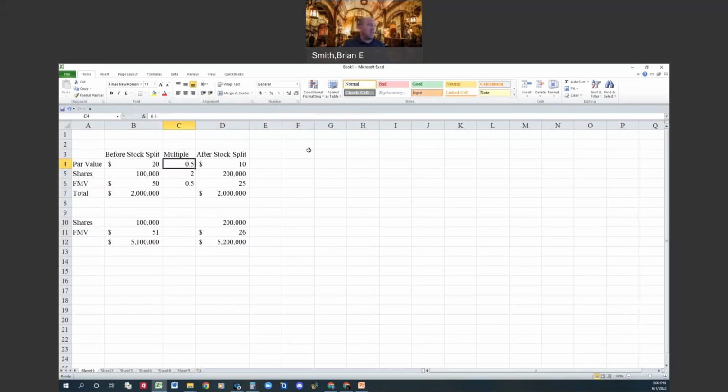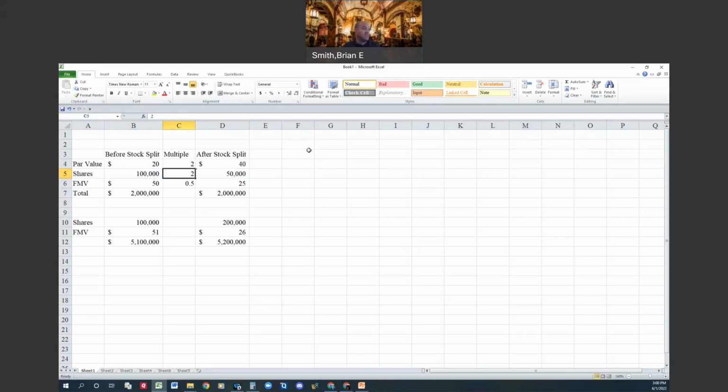Reverse stock splits say, instead of cutting this in half, we're going to multiply it by 2. Oh dear. I didn't do this math over here. I didn't make that model correct. Okay. Damn, I must have been slacking during that video.